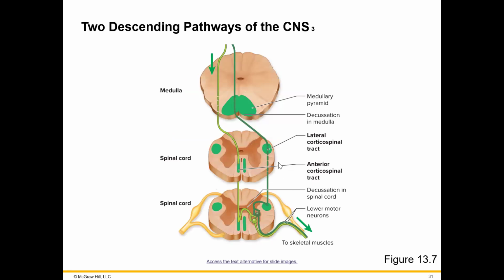There we go, showing it to you better now. You see the lateral corticospinal tract decussates right here. You see the medullary pyramid? And you see here, that is your anterior corticospinal tract.